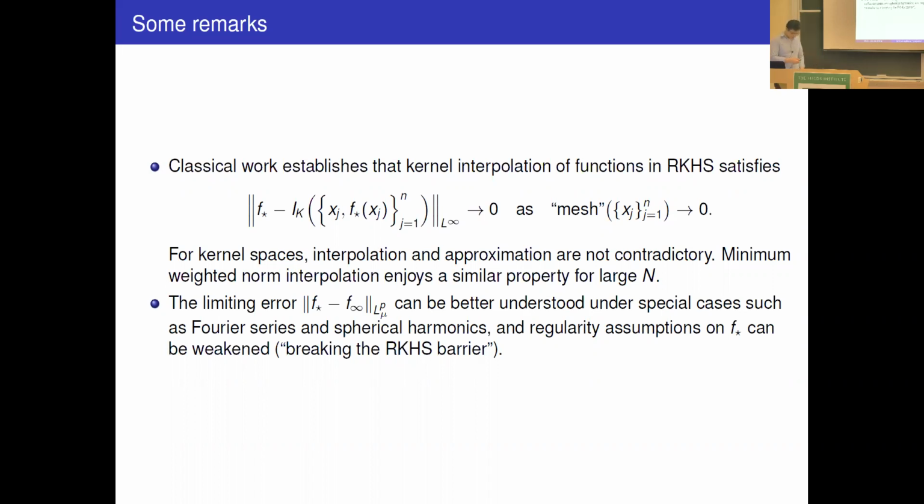Just as a quick comment, which is in the paper but not in this talk, this limiting error can be better understood in very special cases, such as Fourier series and spherical harmonics. The spherical harmonics case has been important more recently because of things like the neural tangent kernel. And in particular, you can reduce the regularity assumptions on f star. So the general theory requires f star in this reproducing kernel Hilbert space, but one can weaken this, and this is called breaking the kernel barrier.